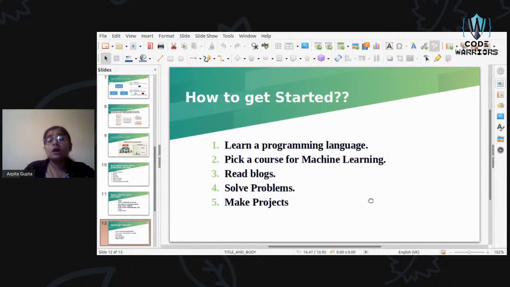And talking about open source and other kinds of courses, you can go for open source or paid courses. That's totally up to you. But personally, I prefer open source, because I love contributing to open source, and I have learned a lot from it. So yeah, open source courses are there as well. I'll tell you about that in the next slide. So yeah, you should pick a machine learning course.